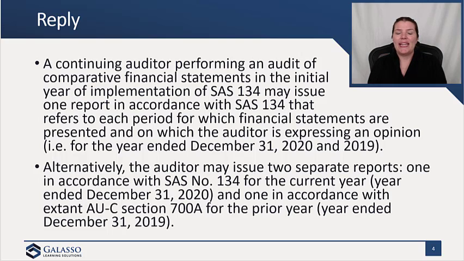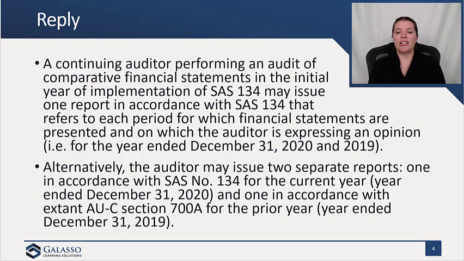So in the TQA, they give us a reply that tells us a continuing auditor performing an audit on comparative financial statements in the year of implementation may issue one report with SAS 134 that refers to each period for which the auditor's financial statements are presented and on which the auditor is expressing opinion. So if you are adopting in 2020, that would be December 31st, 2020 and December 31st, 2019. However, they're not requiring that.